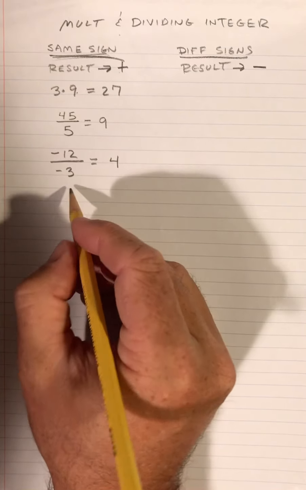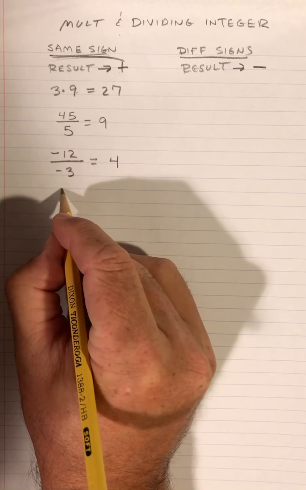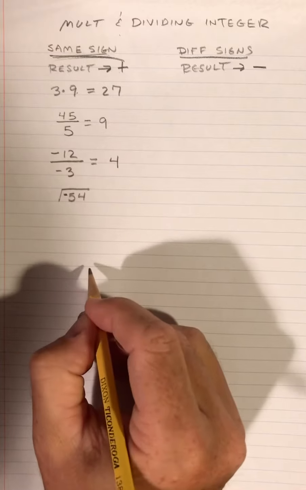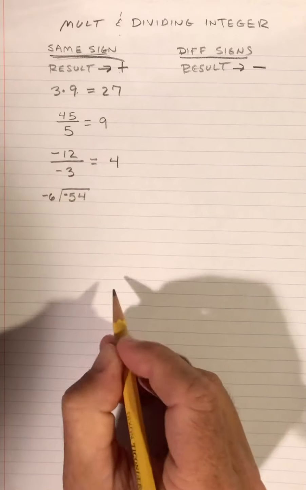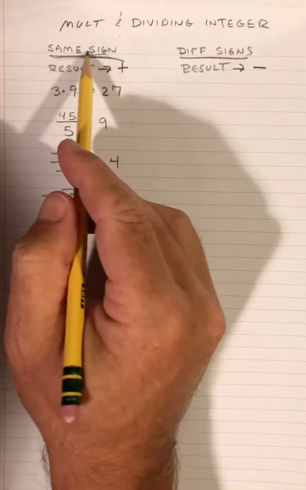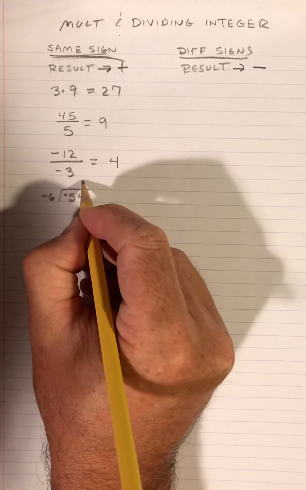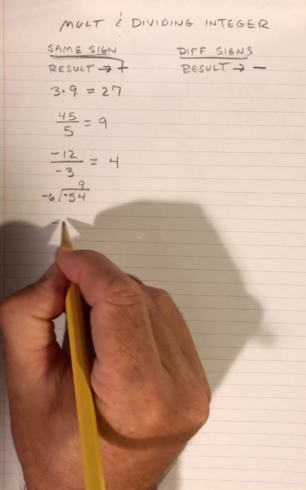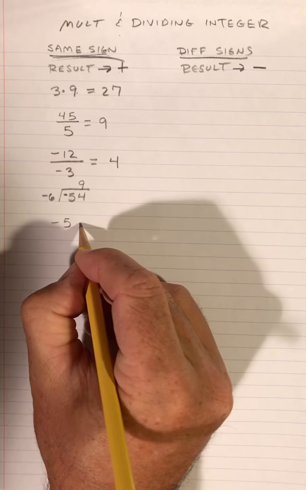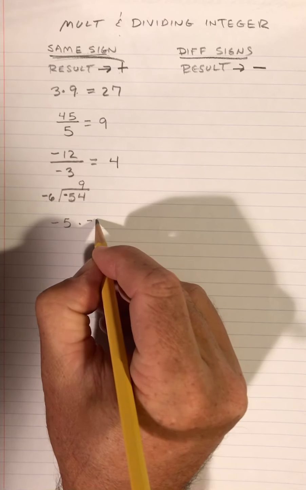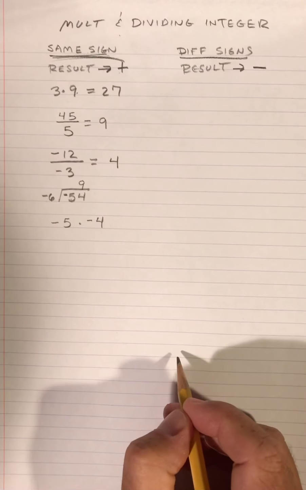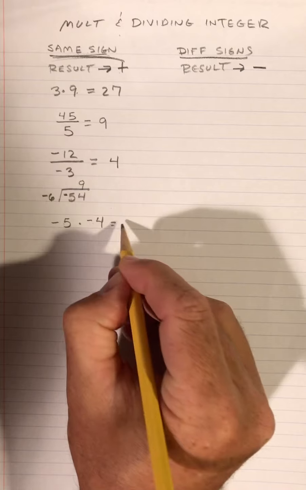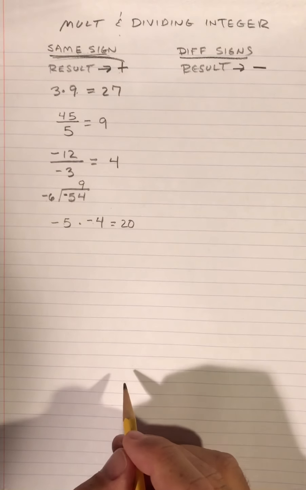All right. Let's try another one, maybe in a different format here. 54, let me make it negative 54 divided by negative 6. Well, that's a negative divided by a negative. That's the same sign. My result must be positive. It's going to be 9. All right, let's try negative 5 times negative 4. Okay, a negative times a negative, same sign, answer positive.